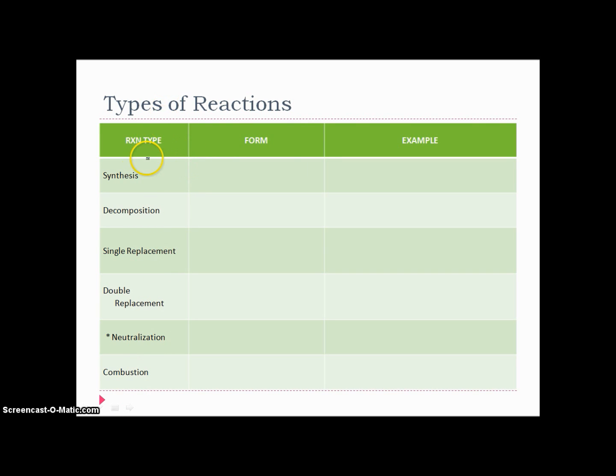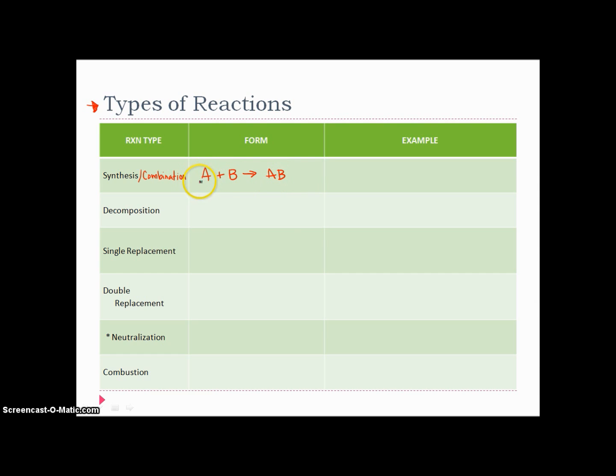Alright, now we're going to talk about the types of reactions. We're also going to do this as a bell ringer on Monday, so I'm just going to go through it a little quickly to introduce it to you. So synthesis also means combination, and that's because 2 elements literally combine to make 1. So we have something like A plus B equals AB. So we have 2 elements, element A, element B, makes compound AB.